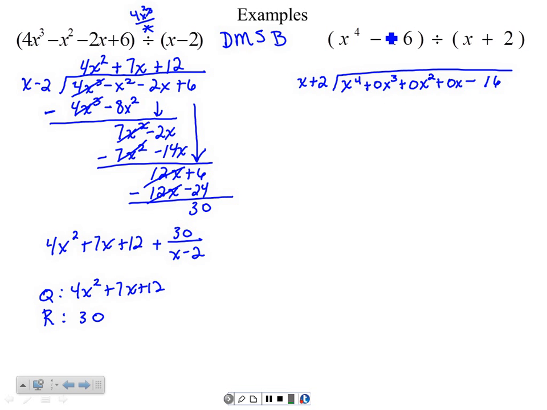The reason you've got to do that is because you're going to be lining up like terms, and if you don't do this, you won't have like terms. So start with your division. Divide x to the fourth by x, and you're going to get x to the third.